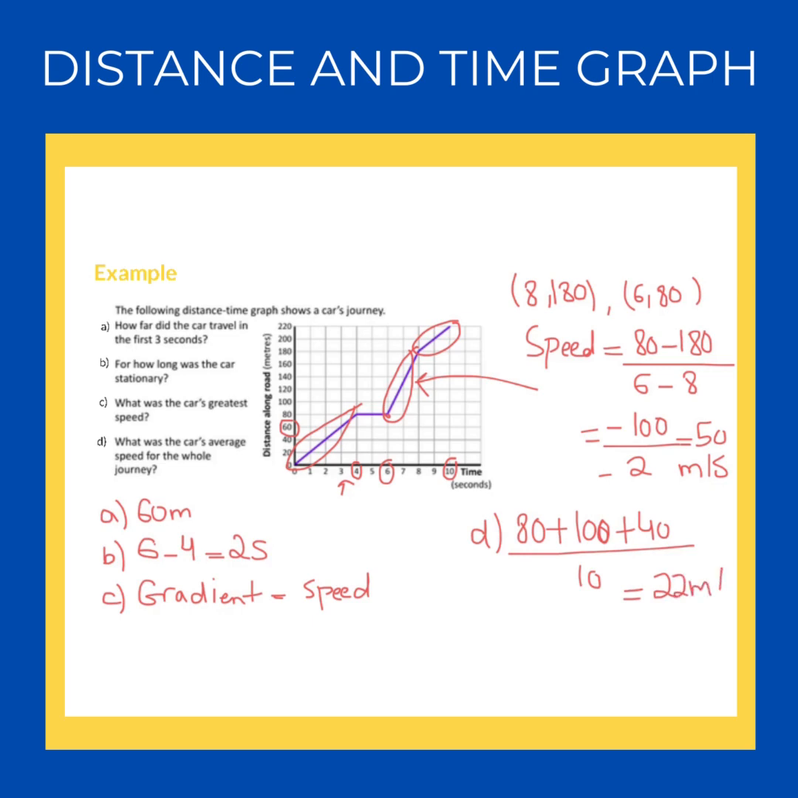meters per second. So the total distance is simply the greatest y reading, because the graph stops at 220 meters, and on the x it's 10 seconds. So 220 over 10 is equal to 22 meters per second.